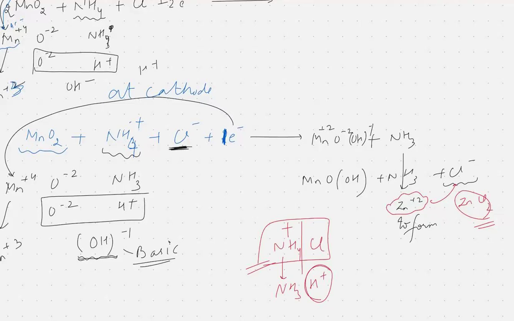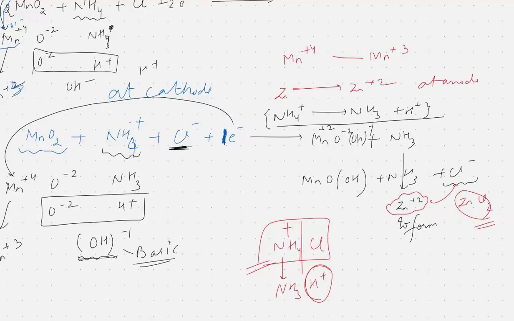Are we understanding? So here, what is getting oxidized? You tell me. What is getting reduced? Mn+4 is getting reduced to Mn+3. I hope you're understanding. And who is getting oxidized? Zn is getting oxidized to Zn+2. That is at the anode. And NH4 will do what? It will form NH3 and H+. Got the point or not? Yes. So that is the idea.